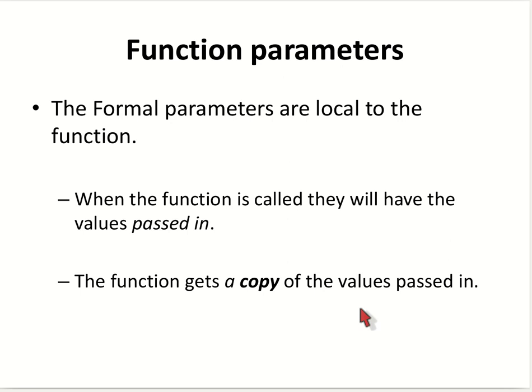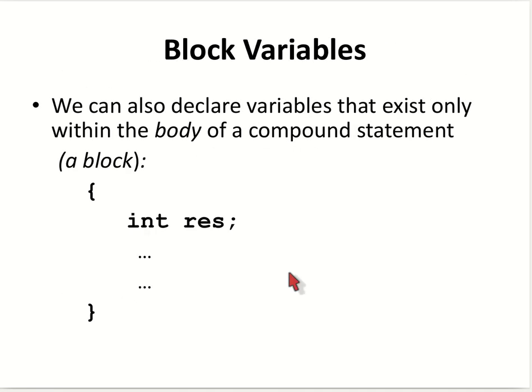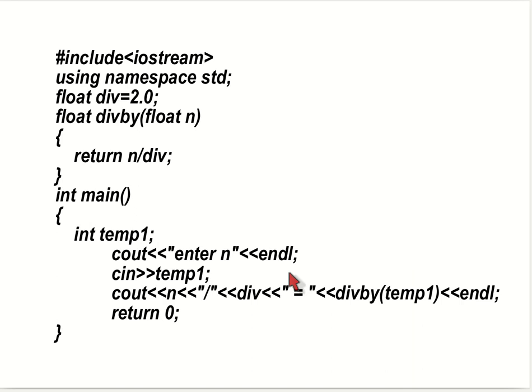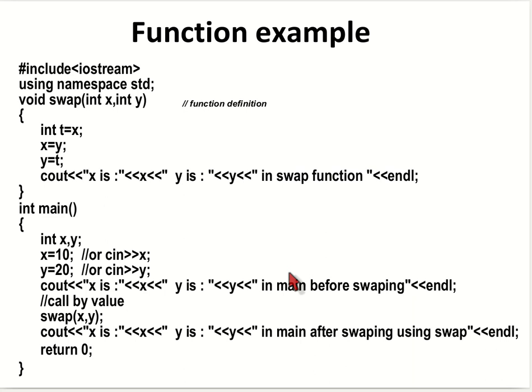The function parameters: there are two different kinds, formal parameters and actual parameters. Here in this case, we can see these x and y are known as the actual parameters, and these x and y are known as the formal parameters. This is actual, this is formal parameters.